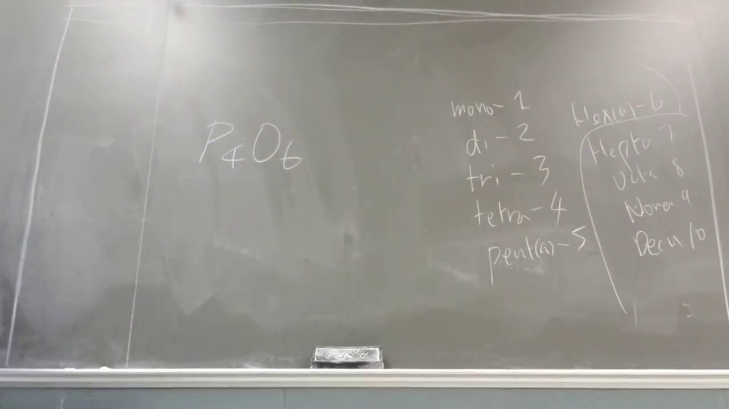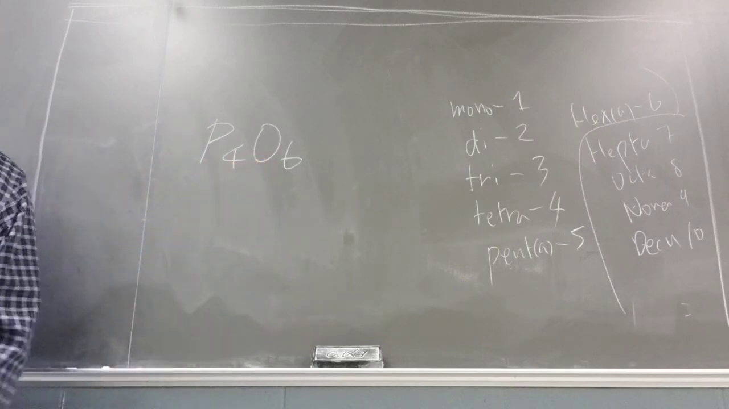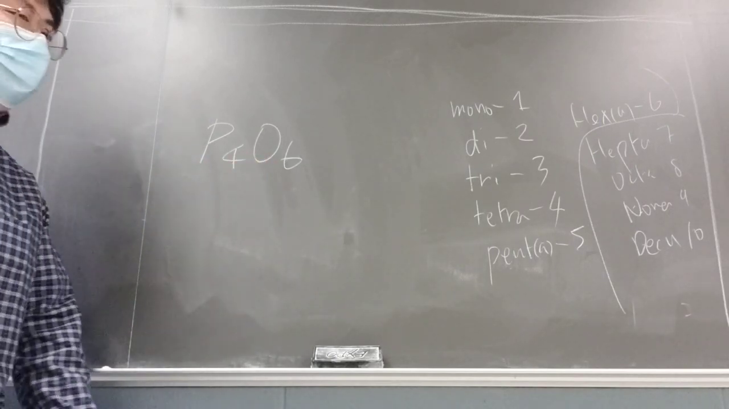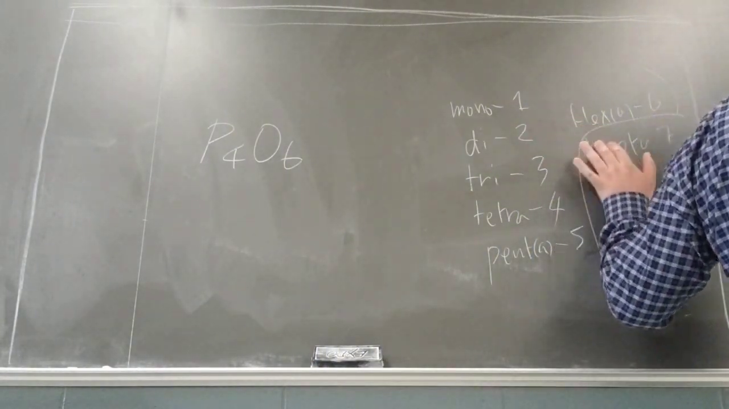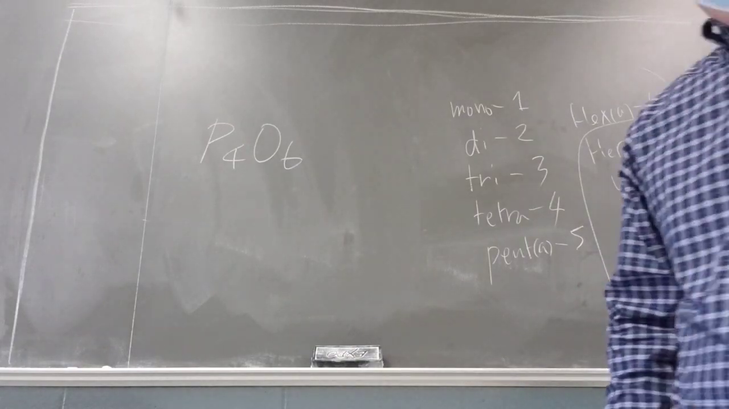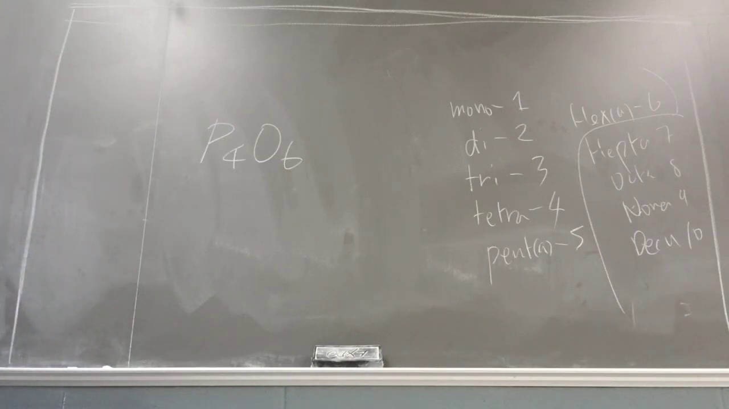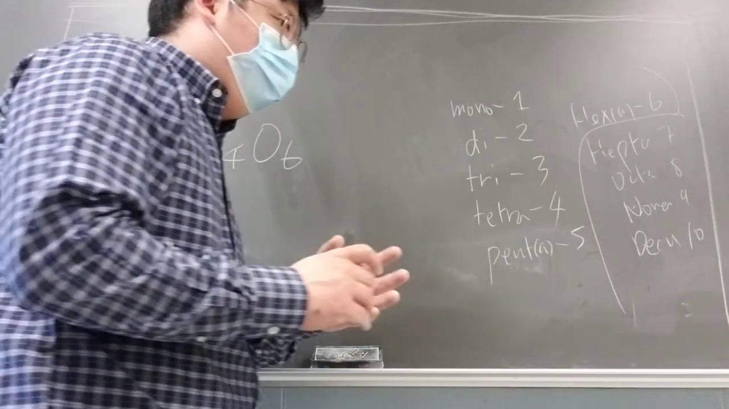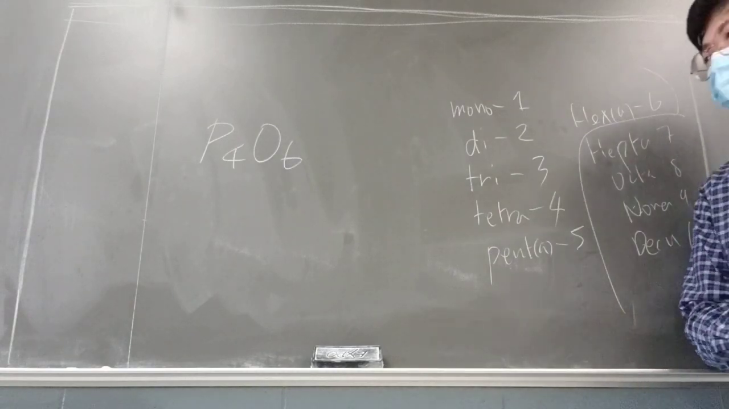You try the phosphorus and oxygen. Put -ide at the end and try to number them too using this one. You have this one over here, right? If you keep doing this, it will actually be quite easier when you practice more.